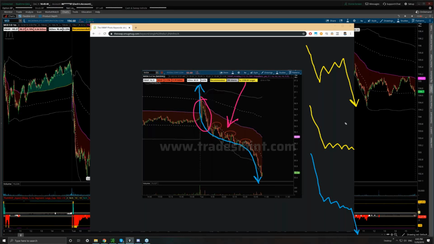And that goes back to these three types of flags. Are we moving against the trend during consolidation? Are we moving sideways and digesting the trend? Or are we kind of continuing the trend lower even when we're supposed to be consolidating? That's the nature of a single helix pattern.